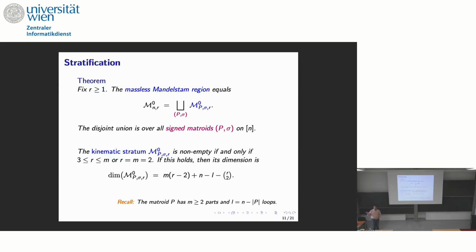So the kinematic stratum is given by one of these Mandelstam matrices, zeros on the diagonal, and a sign specified. But to specify the sign, I have this language of rank 2 matroids. And again, Claudia, the matroids appeared for reasons other than those that you think of. Okay, that's our first theorem.